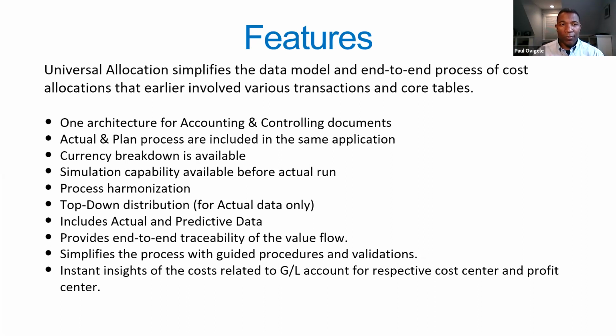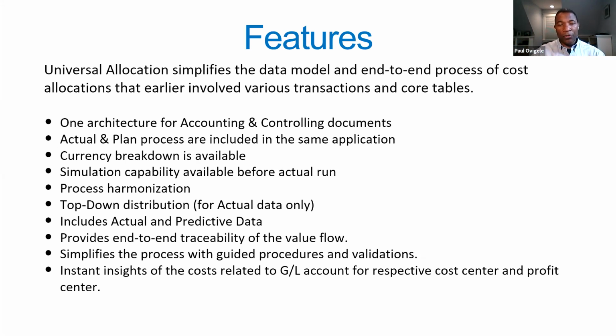So what are the features of universal allocation? First of all, it's one architecture for accounting and controlling documents. I'll touch on this whole accounting and controlling thing. You'll find as the years go on, that demarcation between accounting and controlling is going to diminish. You can already see that with the Universal Journal, and with COPA being integrated. It doesn't seem to matter anymore, accounting and controlling. Everything is just Universal Journal.